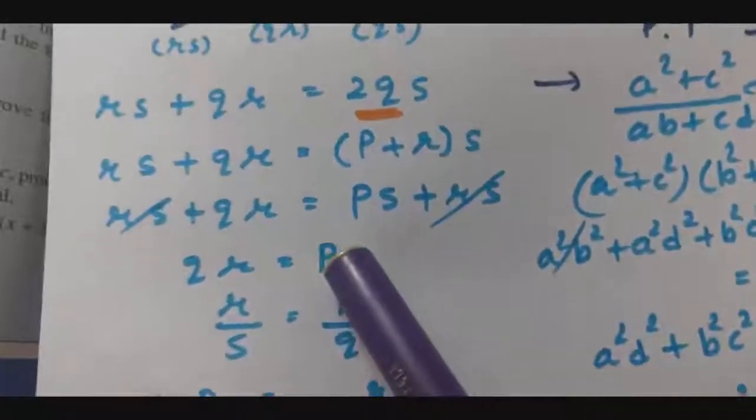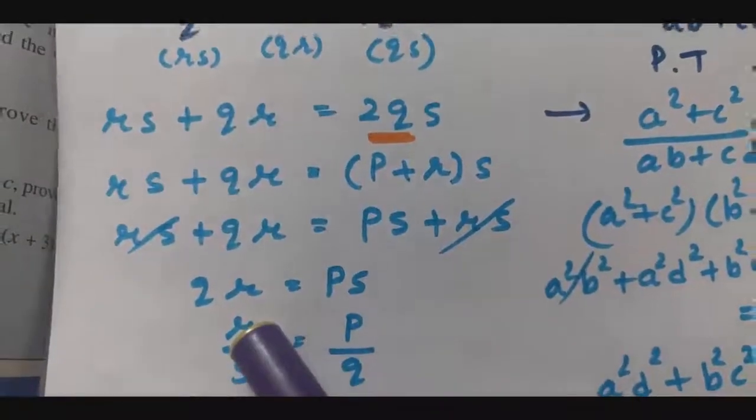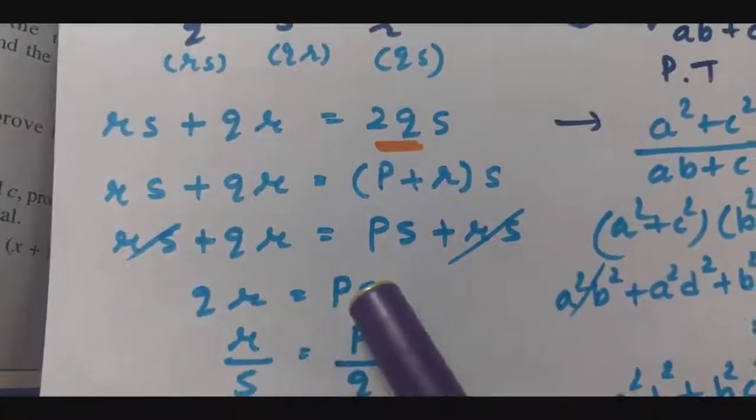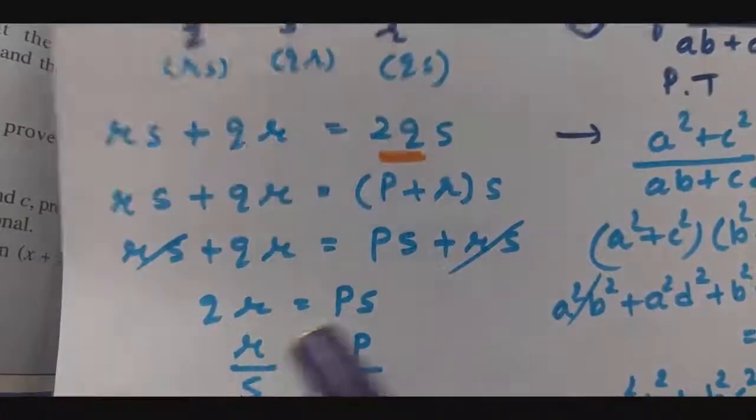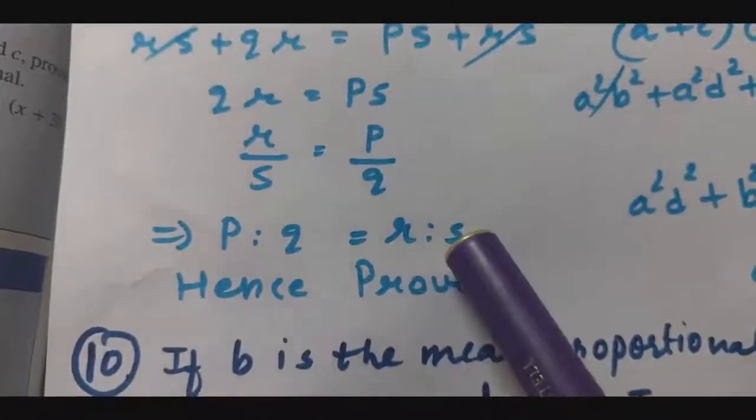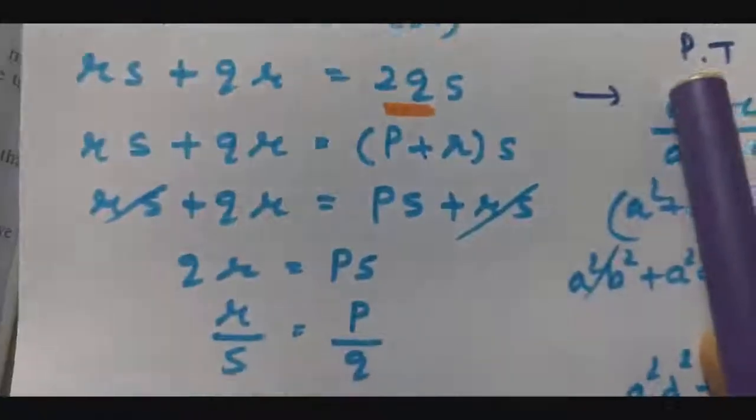Now we take cross way r upon s and p upon q. We can take like this in the cross r upon s and p upon q. So that is p ratio q is equal to r ratio s. So we completed our proof here.